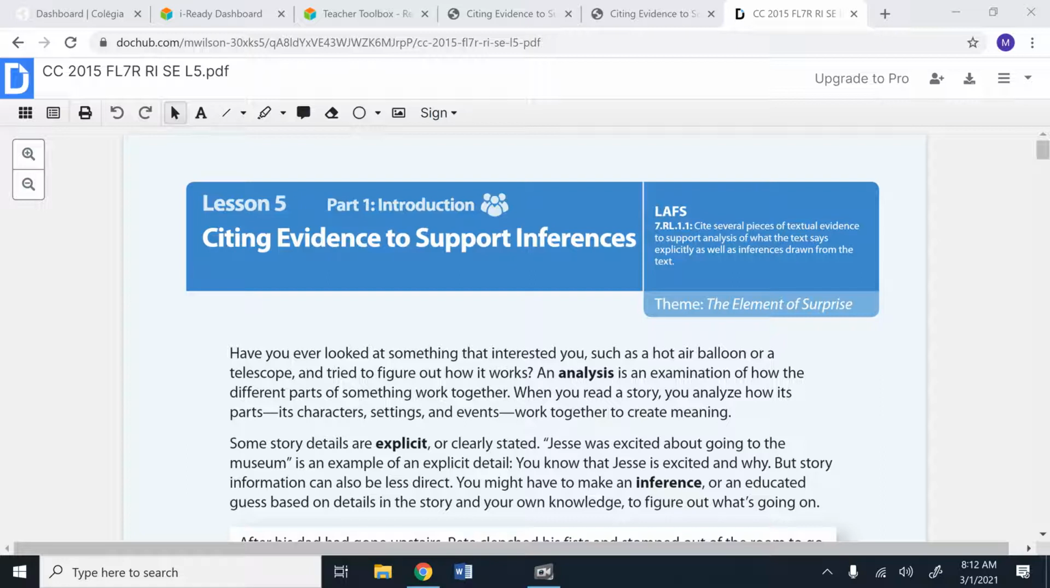It says, have you ever looked at something that interested you, such as a hot air balloon or a telescope, and tried to figure out how it works? An analysis is an examination of how the different parts of something work together. When you read a story, you analyze how its parts, its characters, setting, and events work together to create meaning.